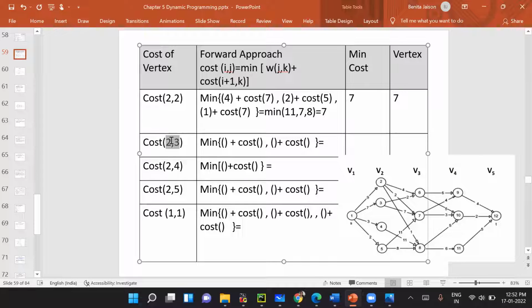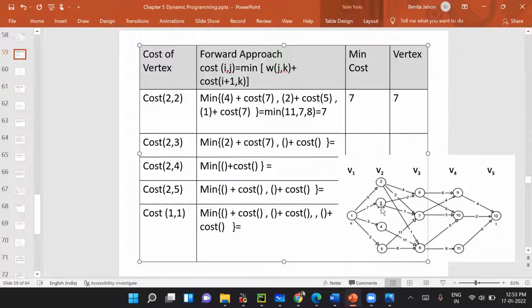From vertex 3 in stage 2, we have one edge towards 6. What is the cost of the edge from 3 to 6? It is 2. Right? Now, what is the cost of vertex 6? We can take it from the table; it is 7.